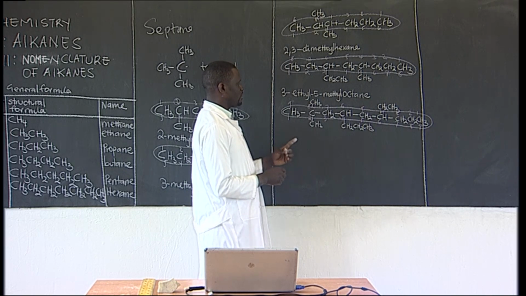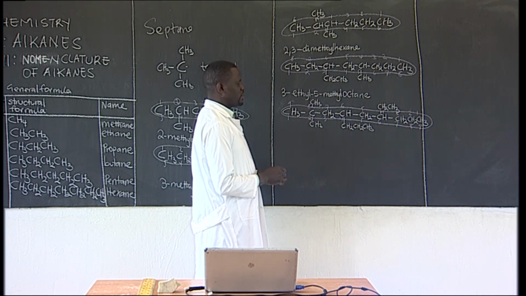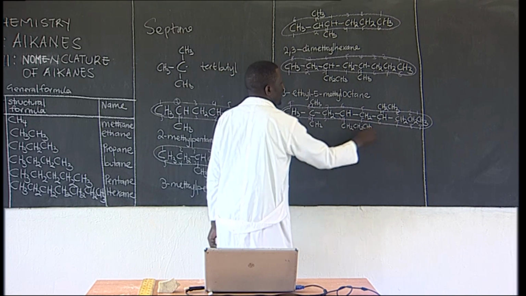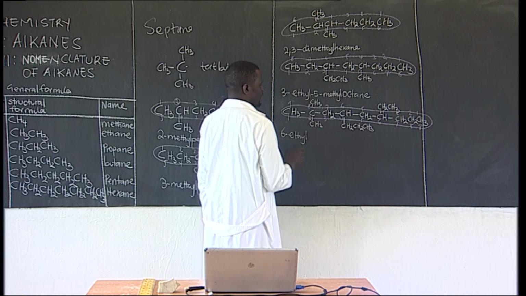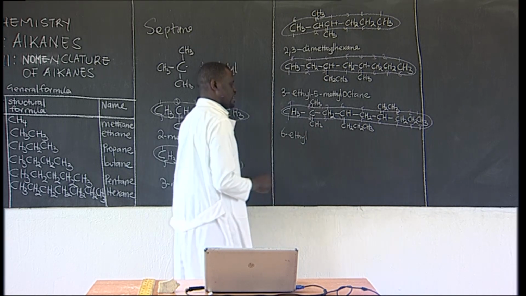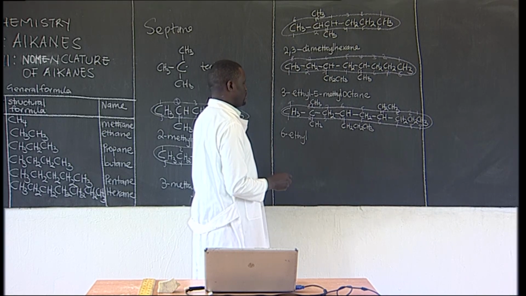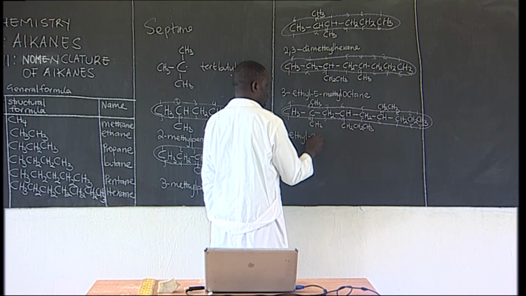So we have methyl, ethyl, and propyl. Which one is first in alphabetical order? It is ethyl. Because we are moving from here to here, we say 6-ethyl. Then the P and M: A, B, C, D, E, F, G, H, I. Which one is first? M.